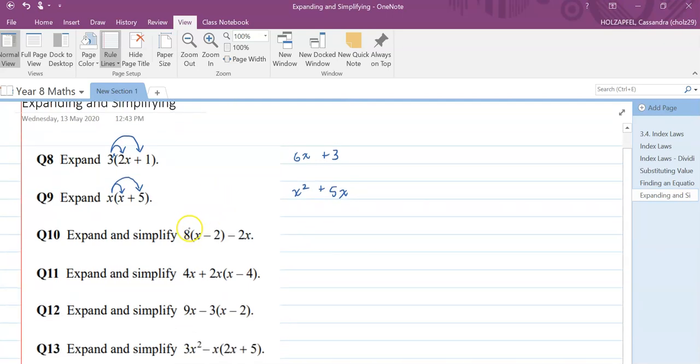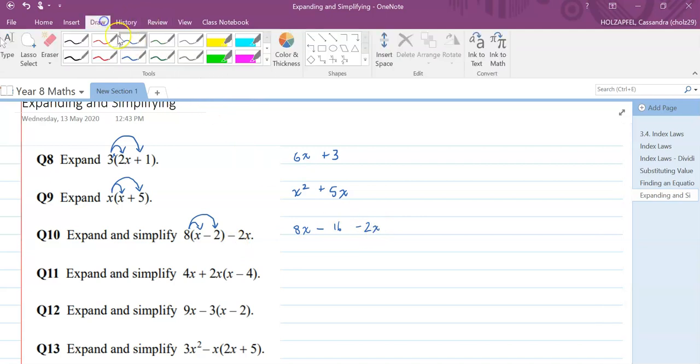So let's expand these now and simplify. So again, we're going to distribute this value across the bracket. So 8 times by x is 8x minus, so this has become a minus now, 8 times by 2, which is 16. And then we have our minus 2x on the end here. So we are going to see if we can find any like terms and collect those like terms.